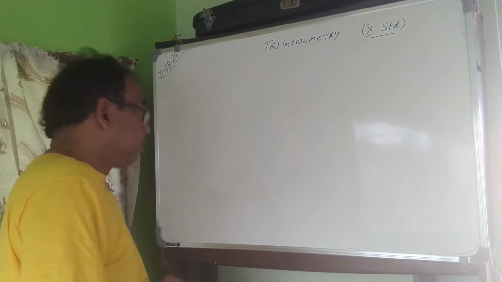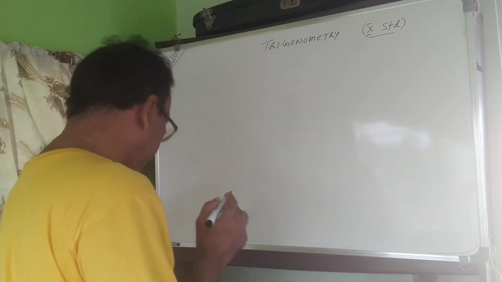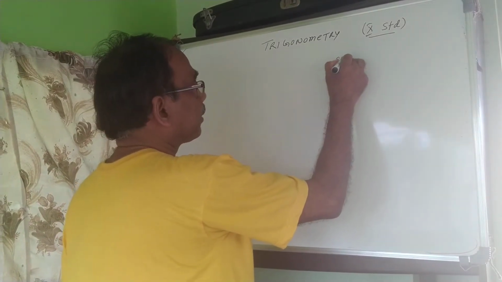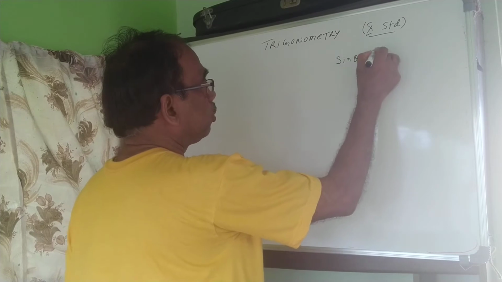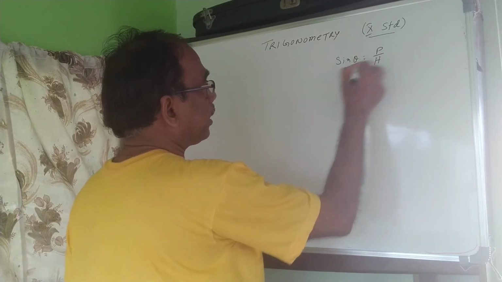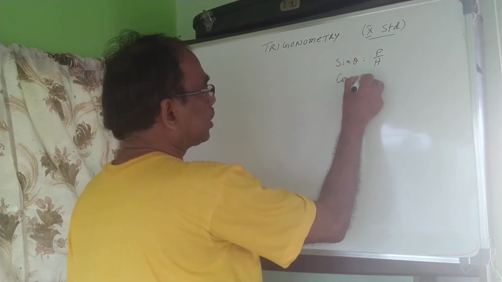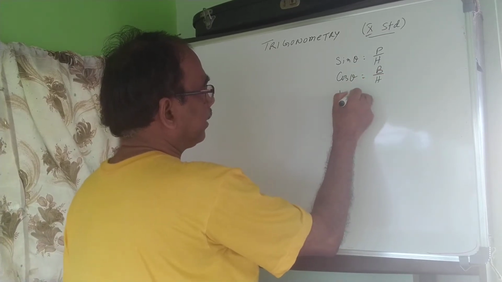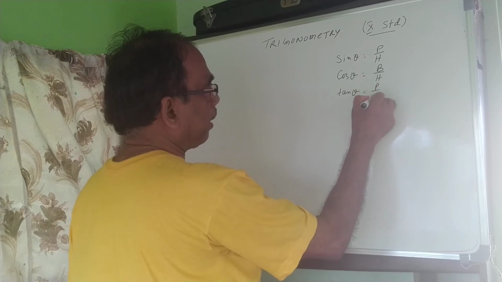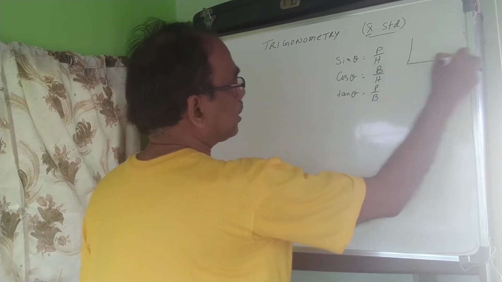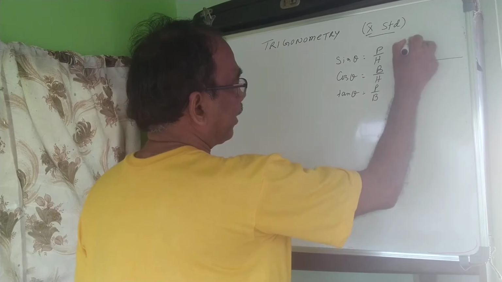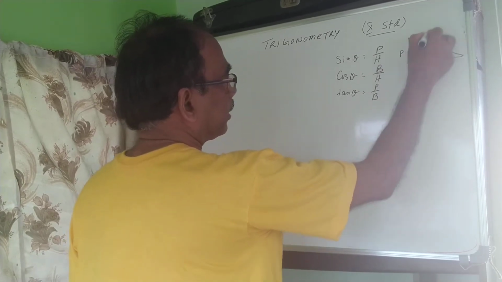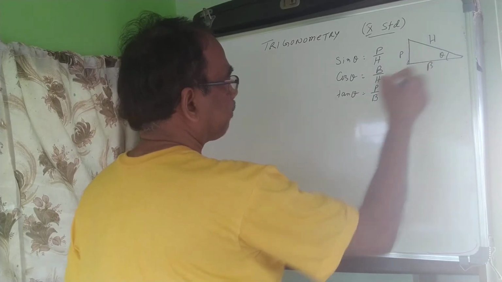Before trigonometry, you should know a few formulas. Sin theta equals perpendicular by hypotenuse, cos theta is base by hypotenuse, and tan theta is perpendicular by base. Suppose this is a right angle triangle, this angle is theta, this is perpendicular, this is hypotenuse, this is base.